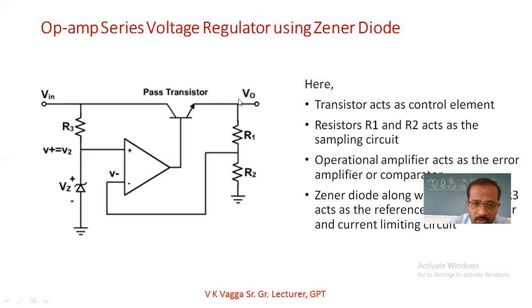If the output voltage decreases, the sampling voltage decreases. According to that, the input at the inverting terminal decreases, and the output of the comparator increases. So the base voltage increases and the output is increased.